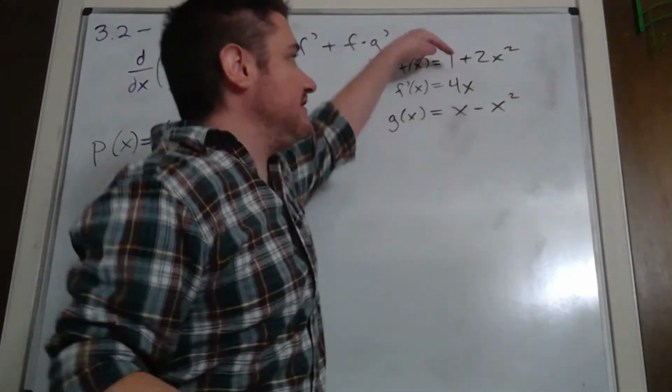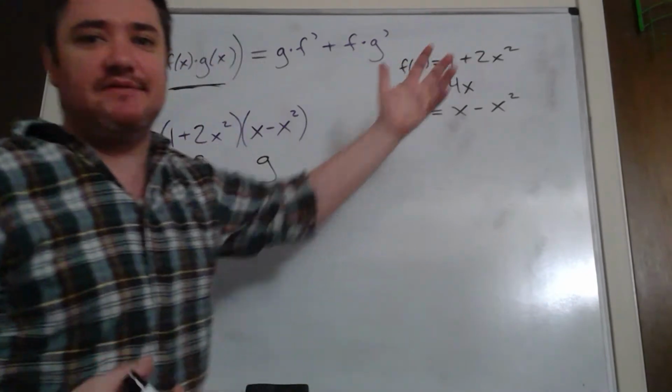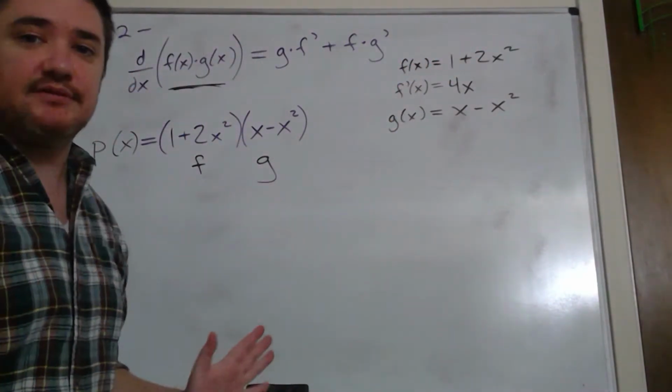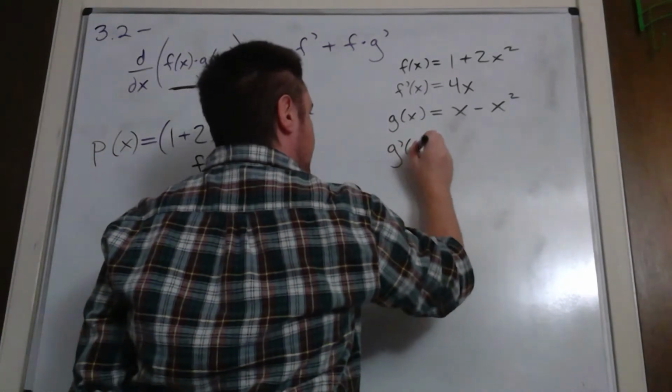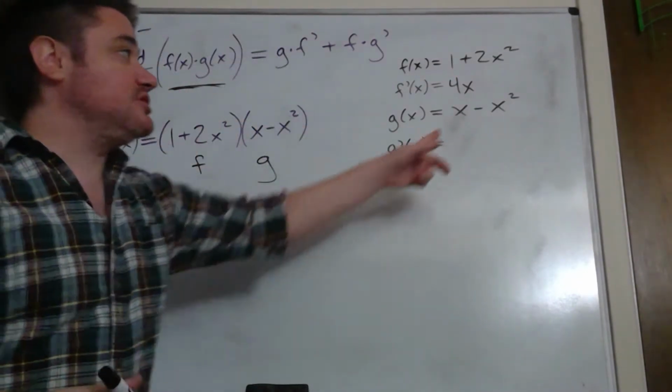So I could write 4x to the first power with a little 1 there, or just leave it like that as 4x. So let me just leave it like that. So that's our f prime, and now let's find g prime. Okay? Again, term by term. So I've got a minus sign here.